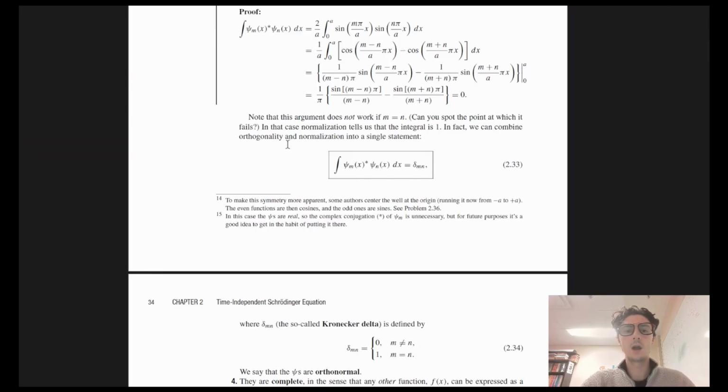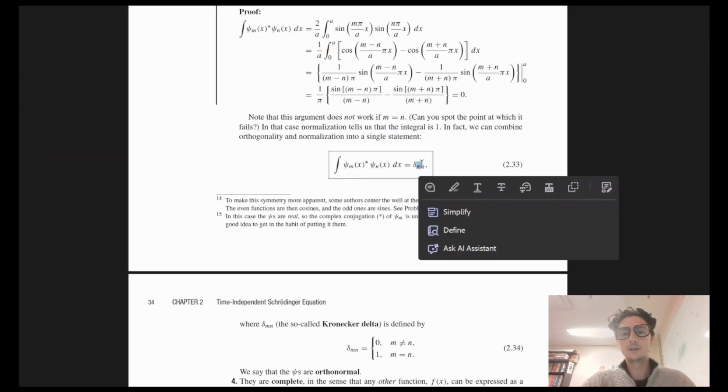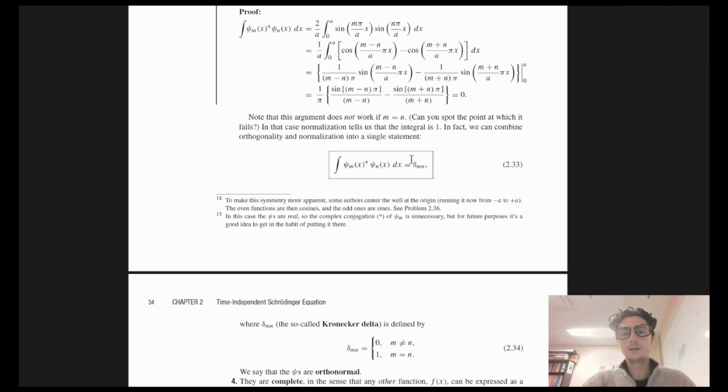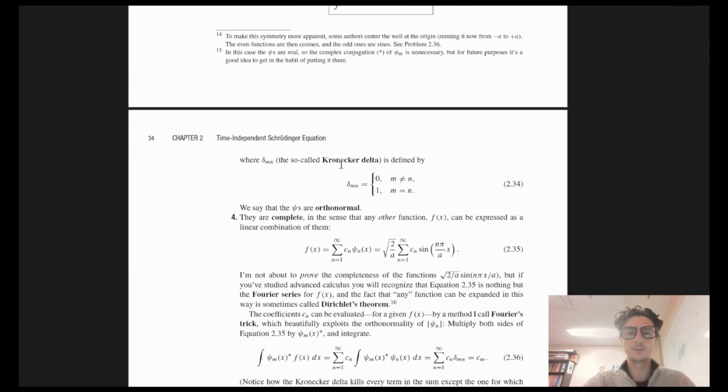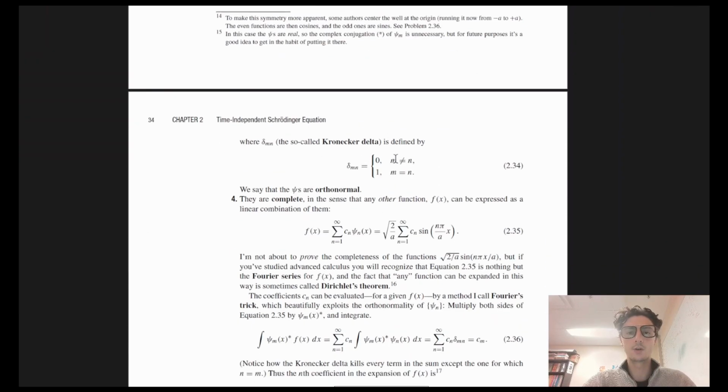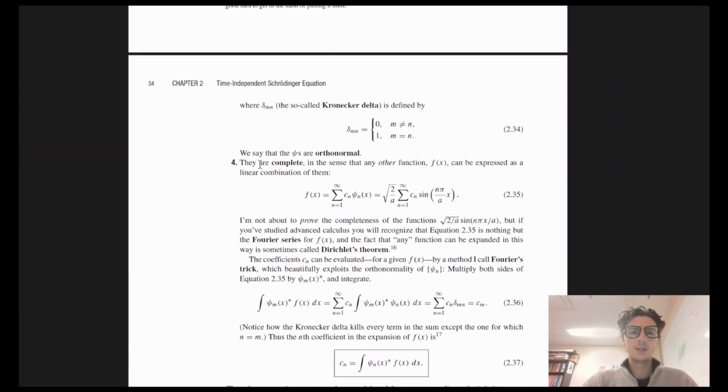In fact, we can combine orthogonality and normalization into a single statement, orthonormality. So if m equals n, this equals 1, which is just the normalization condition. If m does not equal n, this equals 0, which is the orthogonality condition. Here it is over here. This is called the Kronecker delta. We say that the psi's are orthonormal: they're normalized and they're orthogonal to each other as you change the value of n.